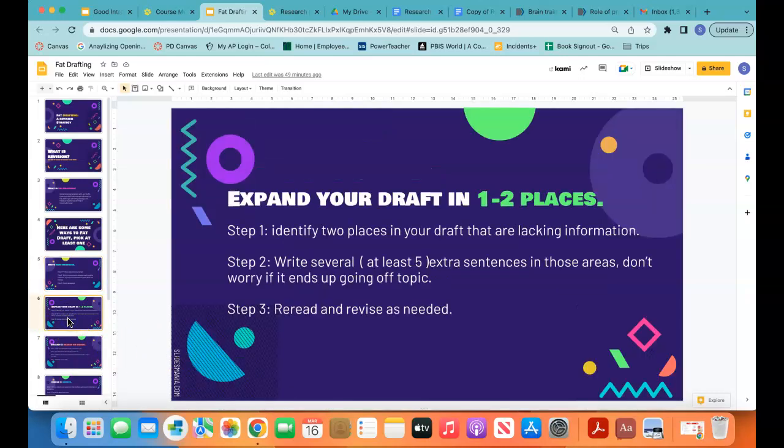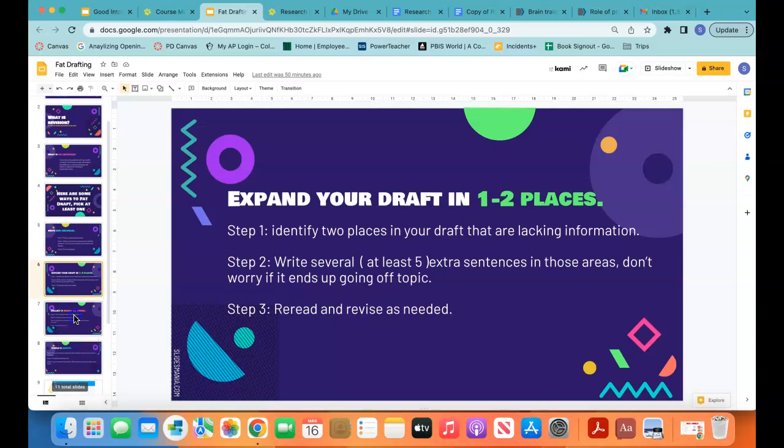Another way you can fat draft is expand your draft in one or two places. So first, identify one or two places in your draft that are lacking information. Step 2, write several, at least 5 extra sentences in those areas. Don't worry if it ends up going off topic. And then step 3, reread and revise as needed. Again, you may not use any of those sentences exactly, but hopefully it will give you new information. It'll help you look at your draft a different way and make it better.